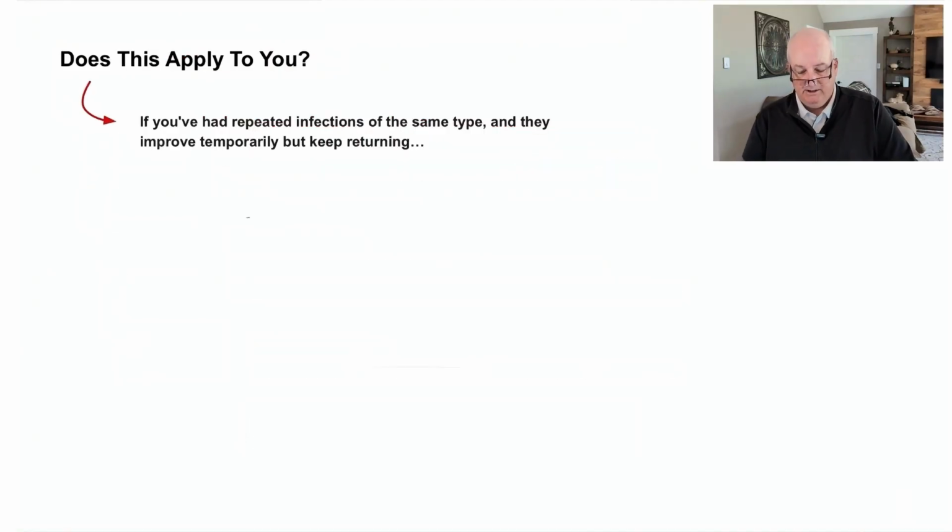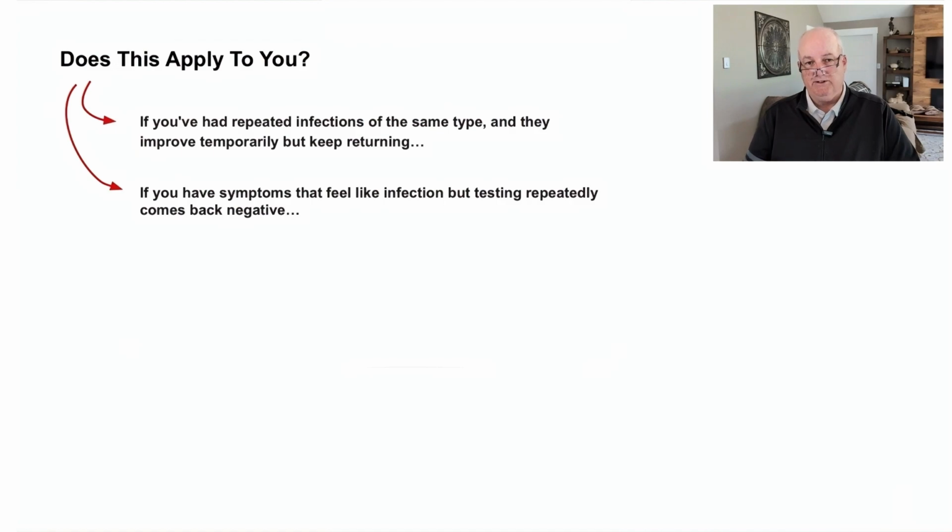So does this apply to you? If you've had repeated infections, the same type, they get treated, they resolve, but they tend to come back, this could apply to you. This is an important one. If you have symptoms that feel like an infection, but they test negative, and eventually down the road they will test positive, that's a really good marker that there's an underlying inflammation causing the initial irritation, and the infection follows it. So that could apply to you.